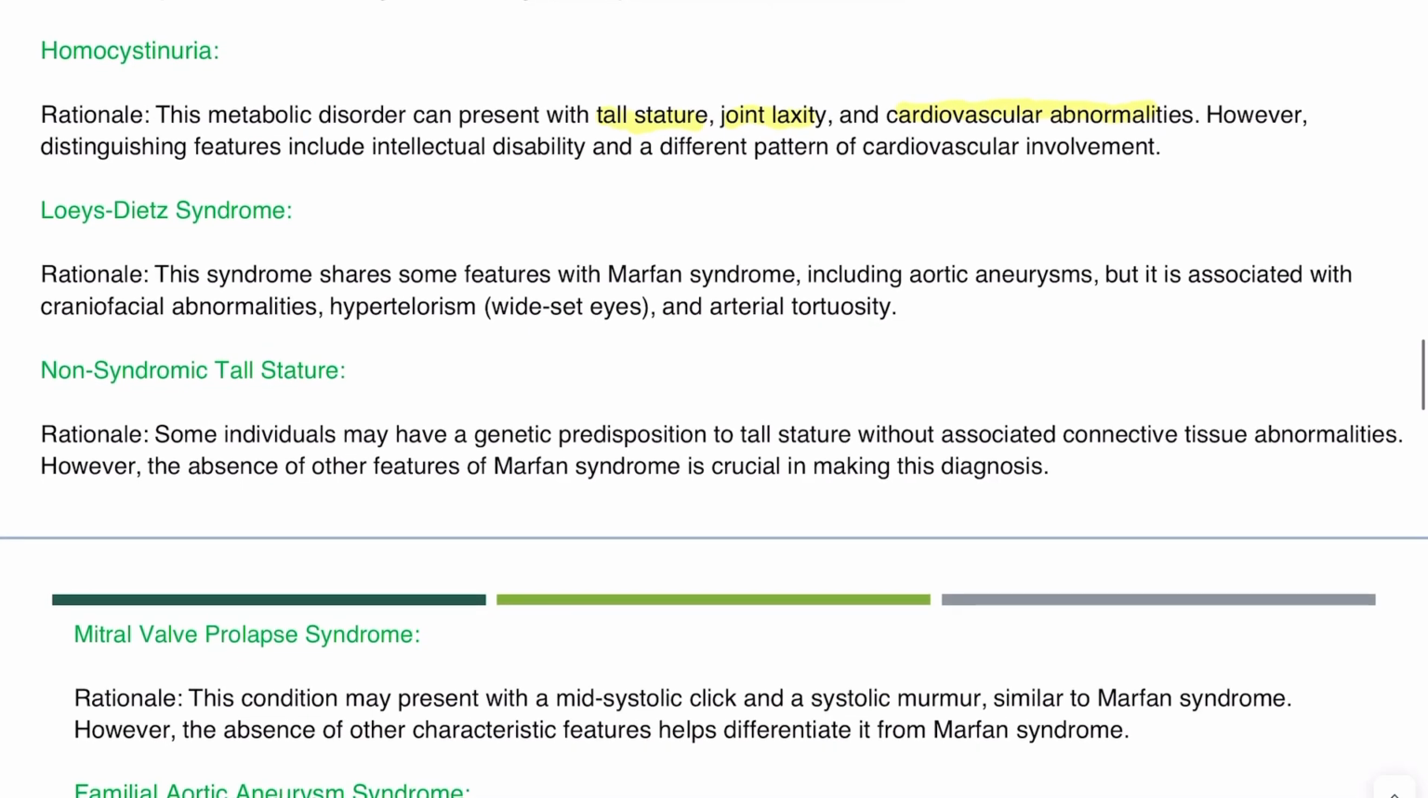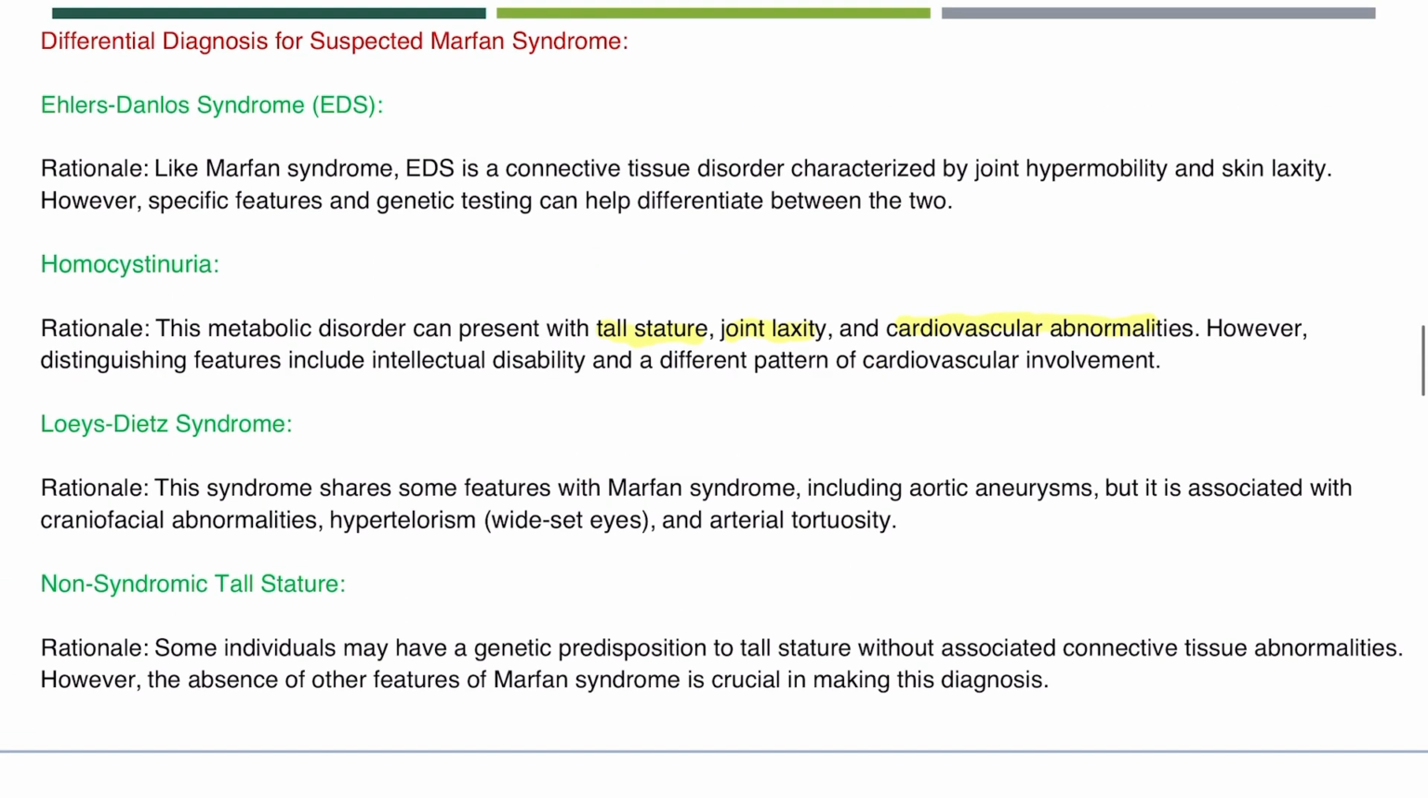Loeys-Dietz syndrome, well, if you can remember it, it's okay. If you don't remember, it doesn't matter. But there are some features which are common with Marfan syndrome, including aortic aneurysm, but it's also associated with some specific craniofacial abnormalities, with wide-set eyes and arterial tortuosity. So the important diagnoses which I would say in the differential, consider these: Ehlers-Danlos and homocystinuria.